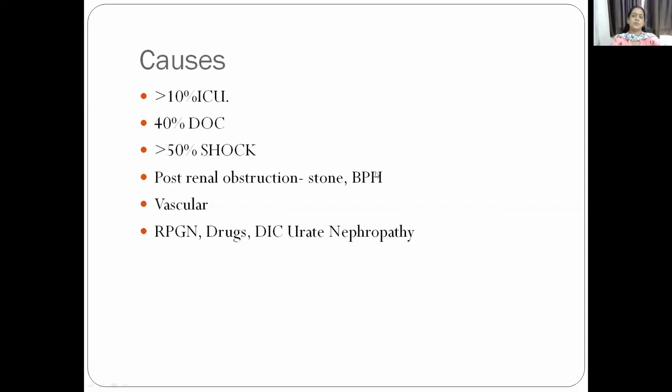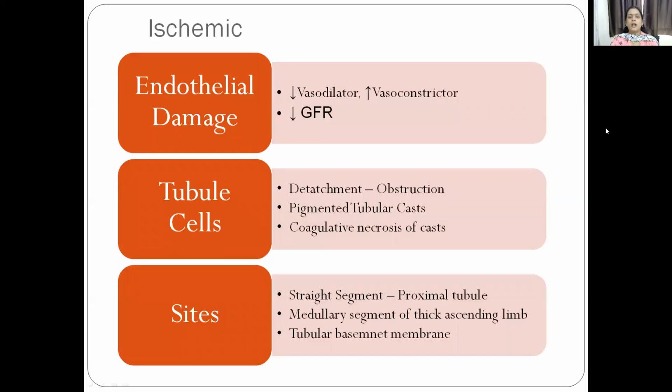Because of the obstruction, what happens? There is increased luminal pressure. Because of that, the water may just backflow, and then there will be a tubular injury. The vascular causes, like hypertension, rapidly progressive glomerulonephritis, drugs, DIC, and urinary nephropathy, are usually the causes. So what is the pathology?